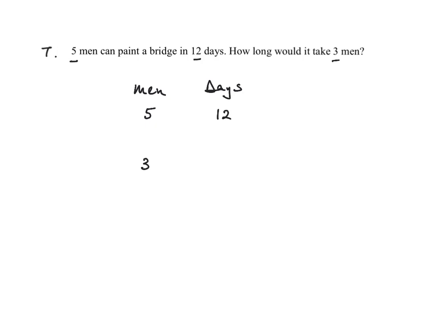Why don't I reduce the number of men from 5 to 1? How would I do that? I would divide by 5. Now, if this is an example of indirect proportion, what we do to one side, we do the opposite of to the other side here. So divide by 5, times by 5, 12 times 5 is 60. If one man was doing the job, it would take 60 days. If we increase the number of men by multiplying by 3, we must divide the time taken by 3. 60 divided by 3 is 20. So it would take 20 days.